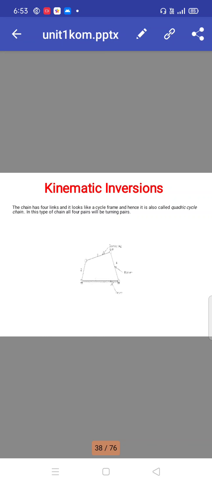Kinematic inversions. The chain has four links and it looks like a cycle frame, and hence it's also called quadric cycle chain. In this type of chain, all four pairs will be turning pair.